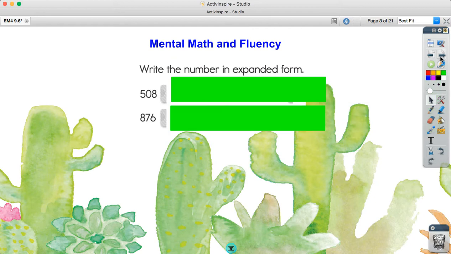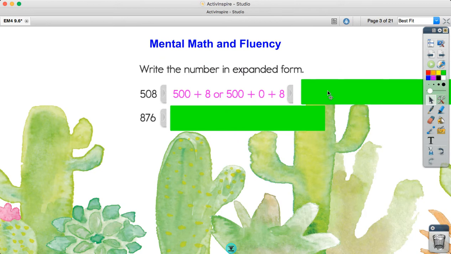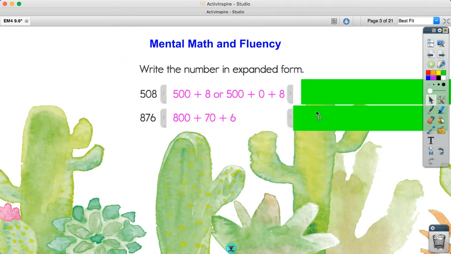Let's try the next ones. Write the number in expanded form: 508 and 876. Go ahead. 508 in expanded form is 500 plus 8 or 500 plus 0 plus 8. 876 in expanded form is 800 plus 70 plus 6.